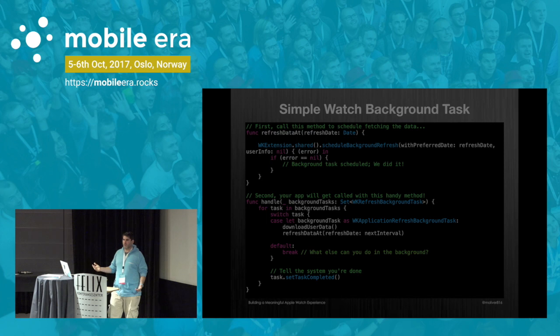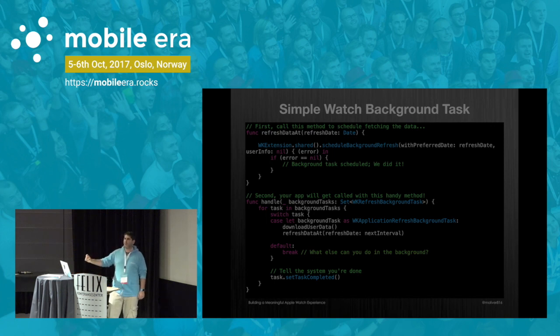And the only real important thing here, you get a list of background tasks. You can figure out what type of background task you have. You can run through them, and you can do whatever it is that you want to do. In this case, I'm downloading user data. Also important at the end of this method is simply telling the system that your task has been completed.